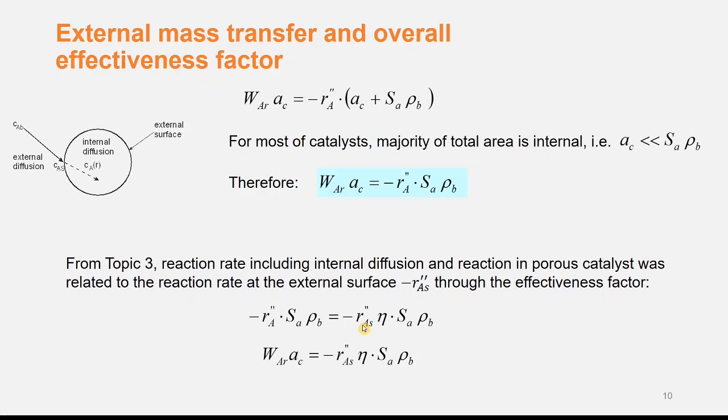So our equation becomes W_AR times A_C is equal to negative R_AS double prime, the rate at the surface of the pellet, times eta, the effectiveness factor, times S_A, the specific surface area, times the density of the bed, rho B.